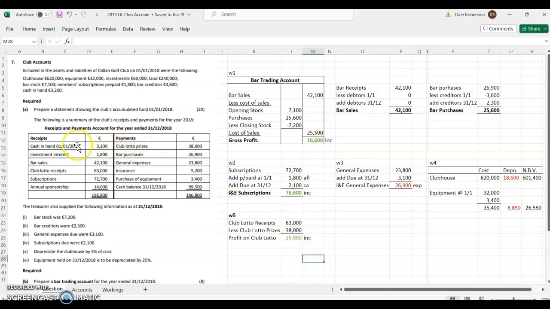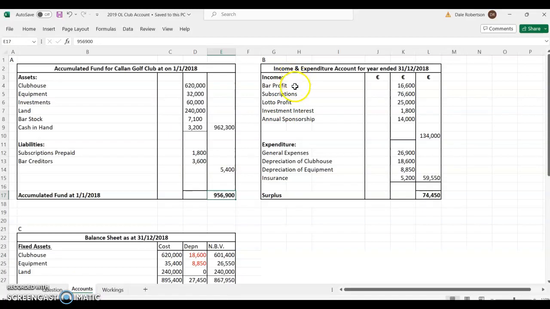And then we will go back here and we will put in now. The balance will not go in, but we will have investment interest. Bar sales is already rolled into this number, so no need to put it in again. The Club Lotto receipts is already rolled into this number, so no need to count it twice. Subscriptions is already factored into this number, so no need to count it twice, but we will have annual sponsorship. So therefore, the income, there are 5 of them: bar profit, subscriptions, and lotto directly from the workings, investment interest and sponsorship directly from the T account, the receipts and payments account. We add them up to get 134.